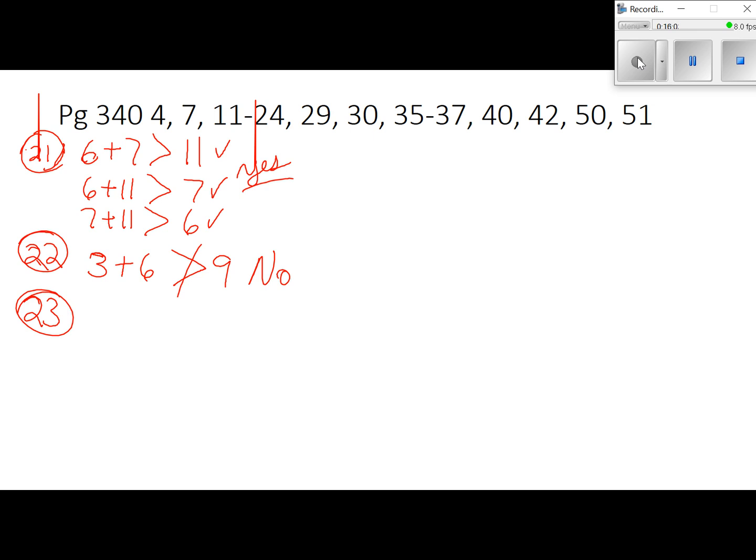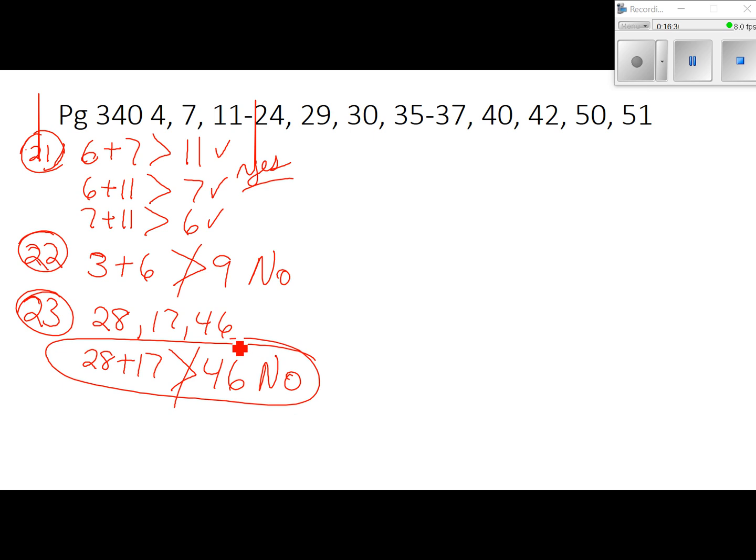Problem 23, they give us 28, 17, and 46. And again, we just pick two sides. 28 plus 17 should be greater than 46. Well, 28 plus 17 is 45. 45 is not greater than 46. So that means no, that one won't work to be a triangle. So you can't have a triangle that has sides 28, 17, and 46.